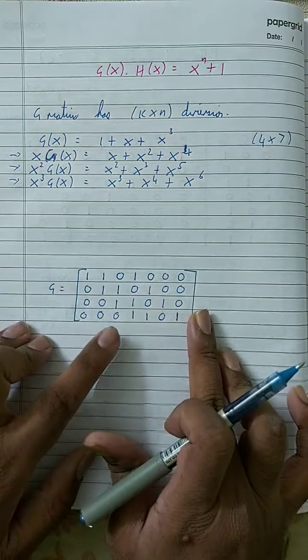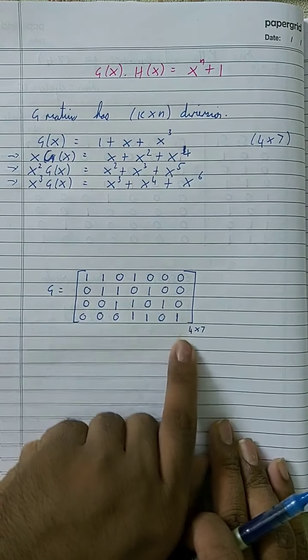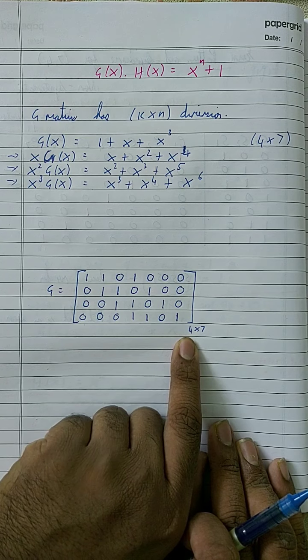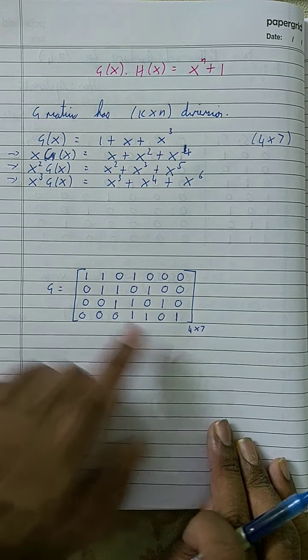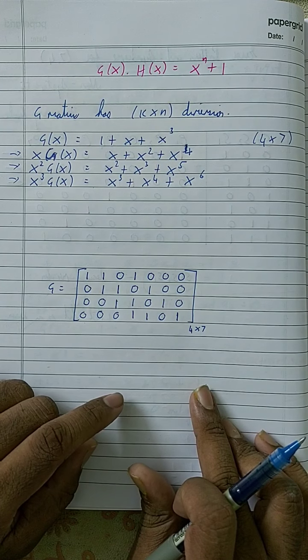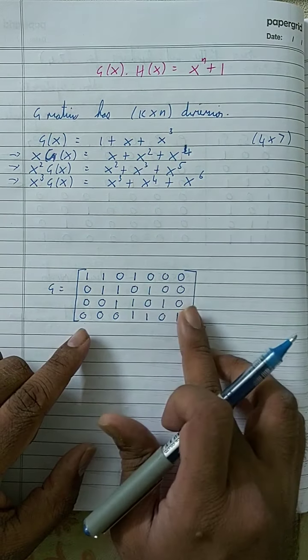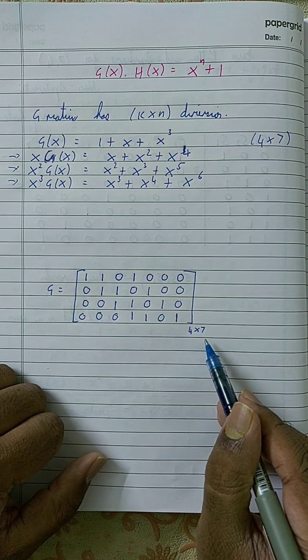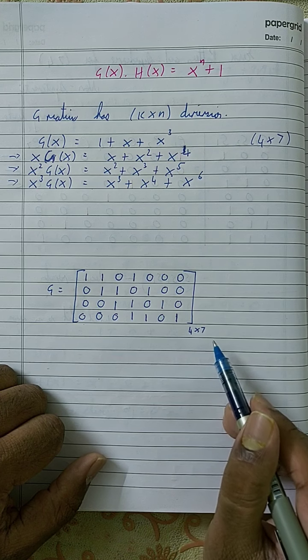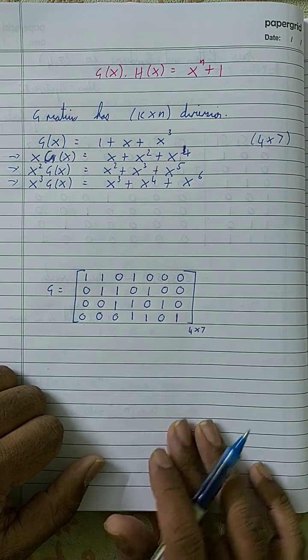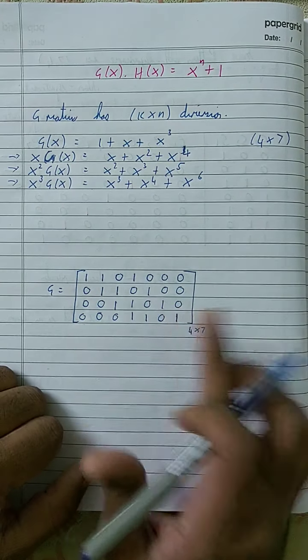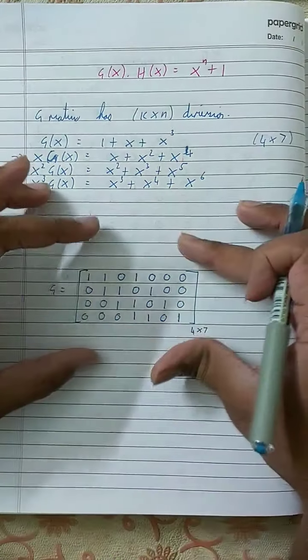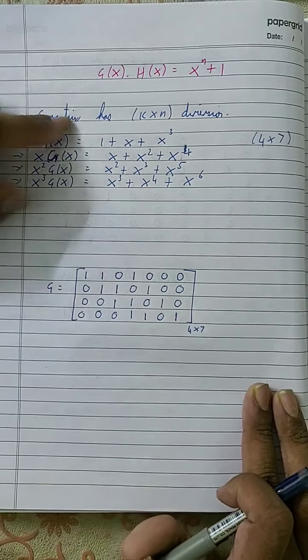So how many steps should there be? There should be 4 of them, because the value of k is equal to 4. And the remaining space you can fill with zeros. Why? Because the number of columns is n. The number of columns is 7. That is why the remaining space you fill with 0. That's all. This is how you create the generator matrix.